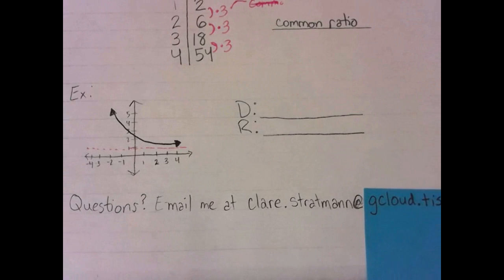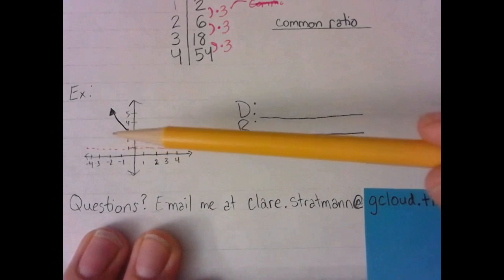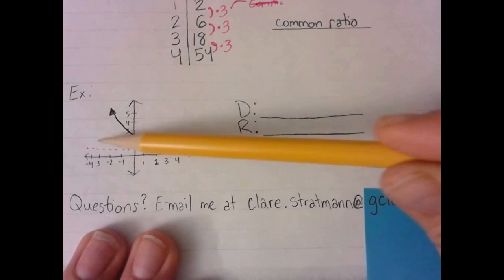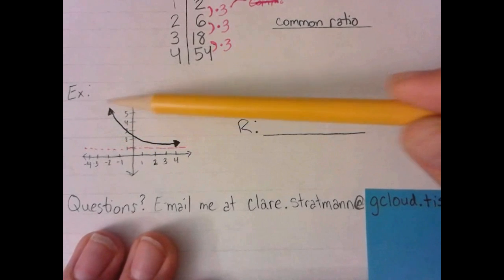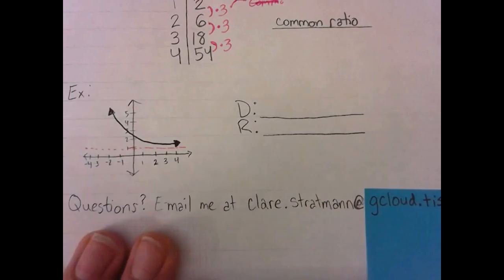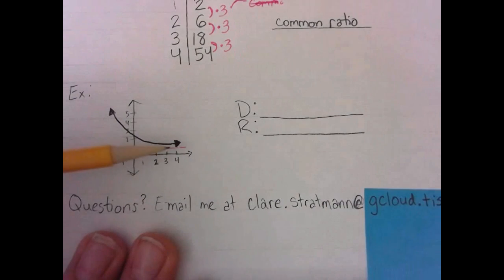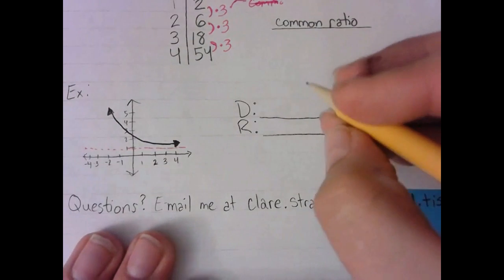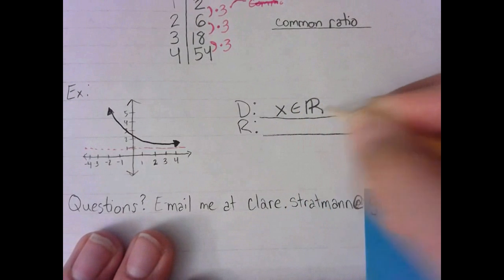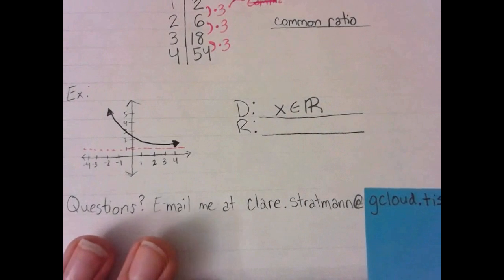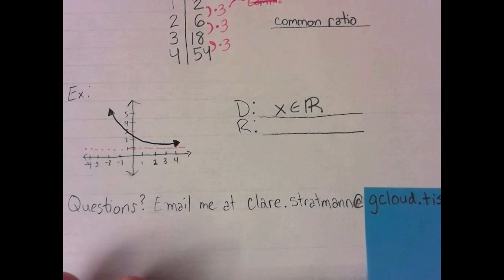All right, let's look at domain. So that's our x's. So ask yourself, is there a point to the left where this ends? Nope, it goes on forever and ever to the left. Okay, what about to the right? Is there a point to the right where this ends? Nope, it goes forever and ever to the right. So that means our domain is x is in the set of all real numbers. Fabulous. That was easy.